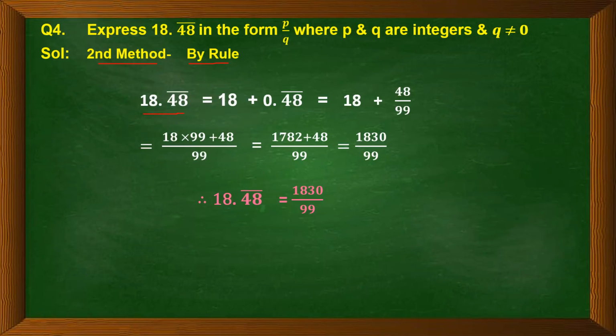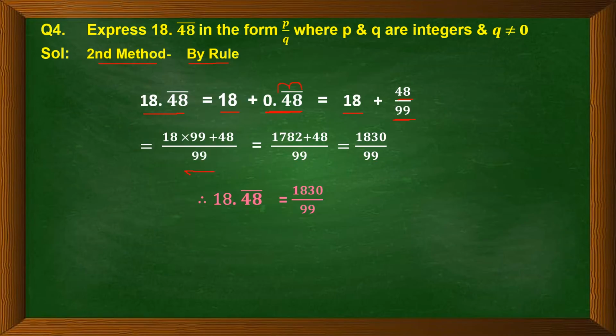Now the second method is the rule method, under which the decimal number 18.48 bar can be split into two parts, 18 plus 0.48 bar, which is equal to 18 plus, now 0.48 bar is a pure recurring decimal over which we will apply the rule. That means write the numerator as it is, and in the denominator we shall write 99 because there are two digits which are going to be repeated after the decimal point. There is 4, there is 8. So that's why 48 by 99. Now take the LCM. 99 is the LCM.